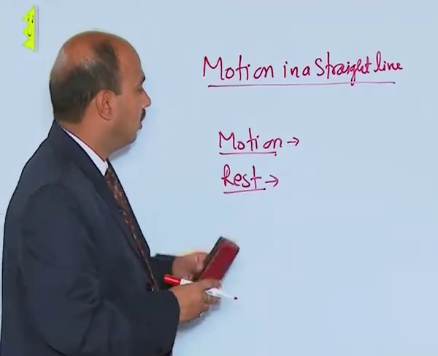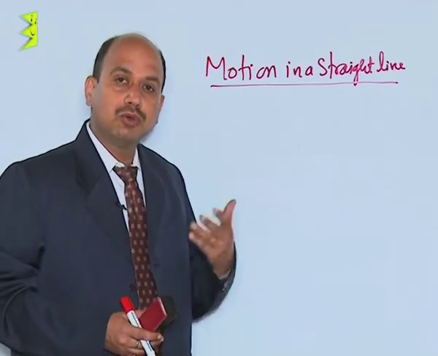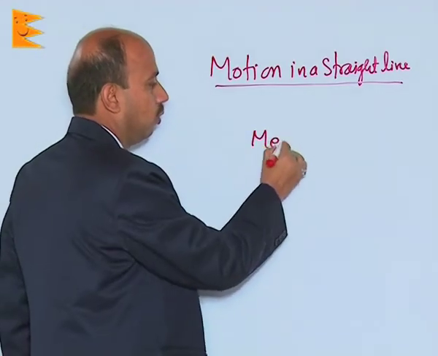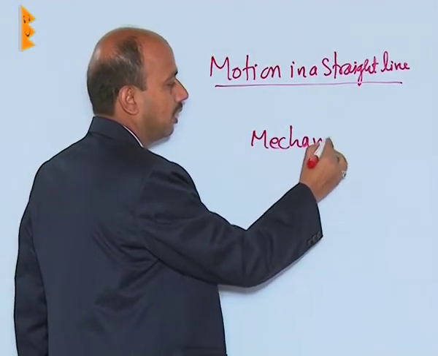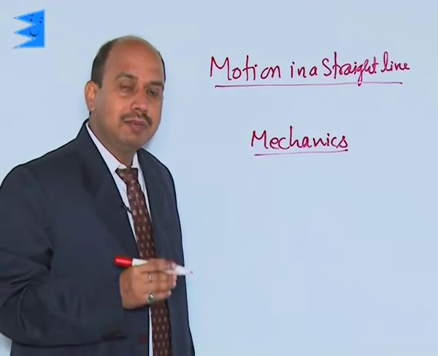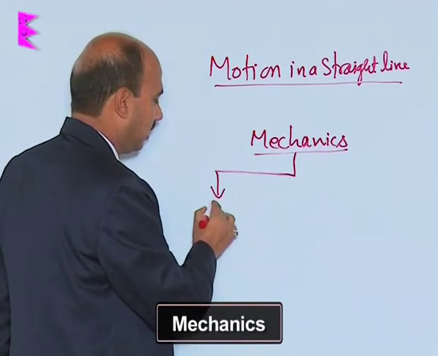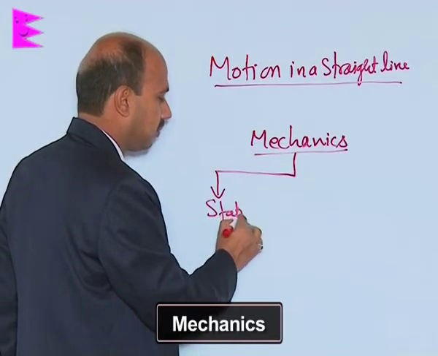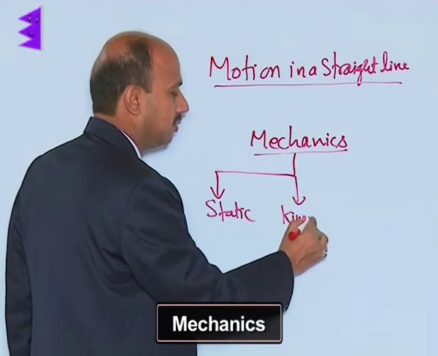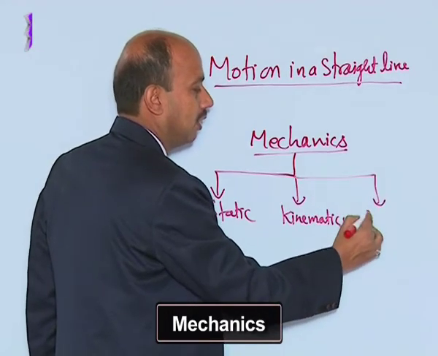So now see here, the branch of physics in which we study about the motion of the body is known as mechanics. So now we are going to discuss mechanics. But see here, mechanics can be categorized into three parts. First we can take as statics, second one we can take as kinematics, and third we can take as dynamics.